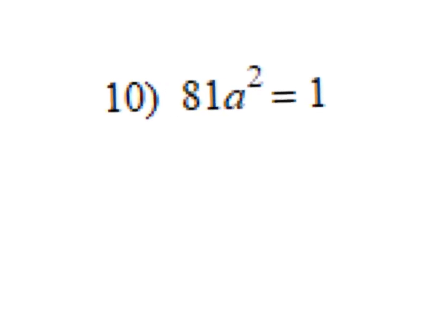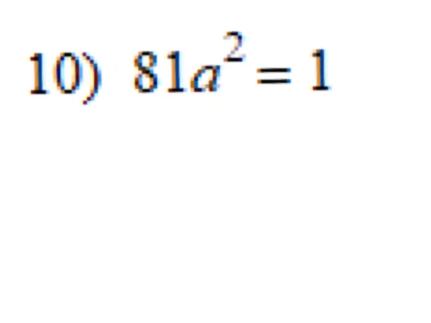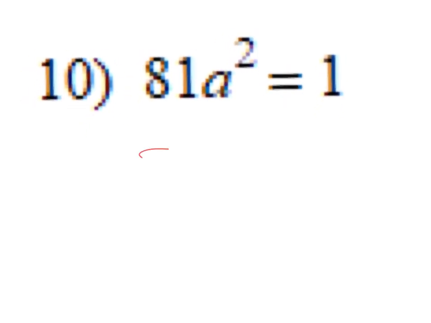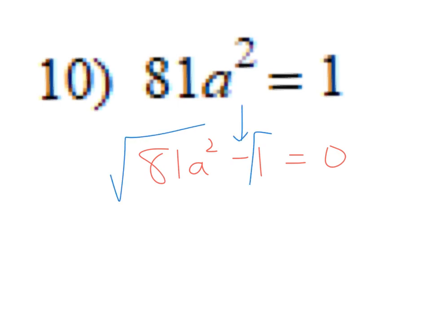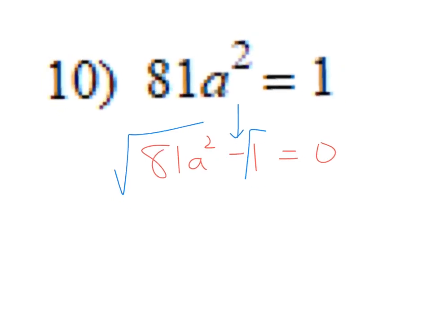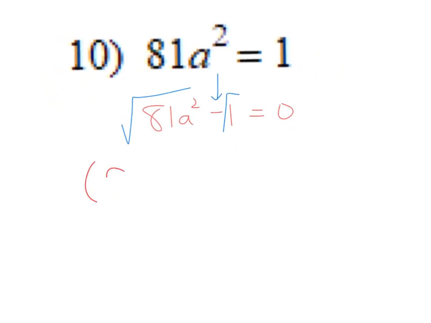Okay, on number 10, again, it has to be set equal to 0. So I have got 81a squared minus 1 equals 0. So now I'm looking, is this a difference of squares? Can I square root? Do I have subtraction? And can I square root? And if the answer is yes, let's go ahead and break it up as a difference of squares. So I'm going to get 9a plus 1 and 9a minus 1 equal to 0.